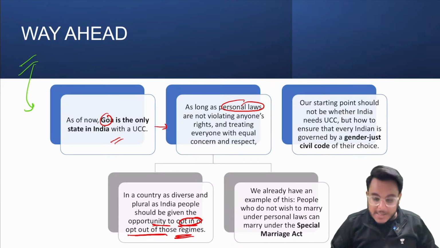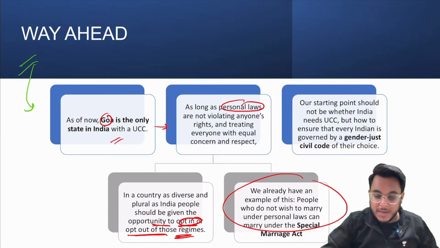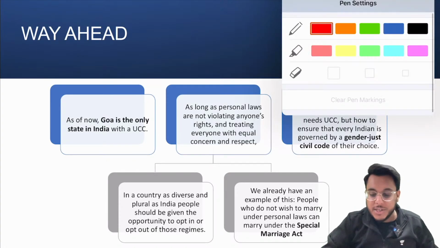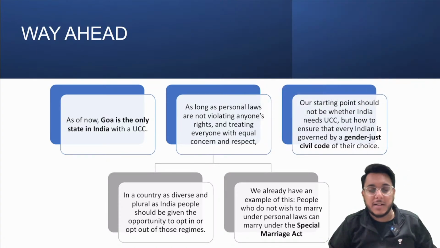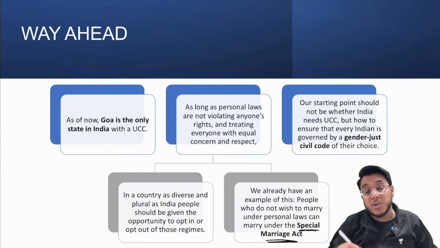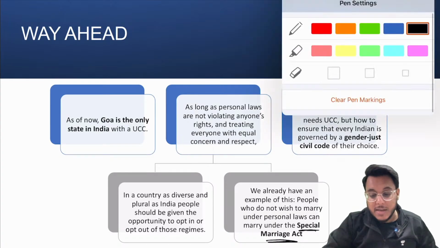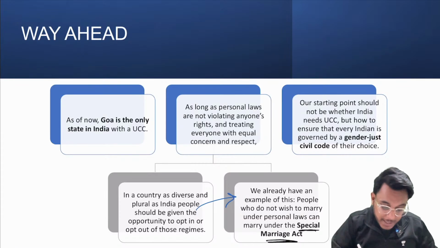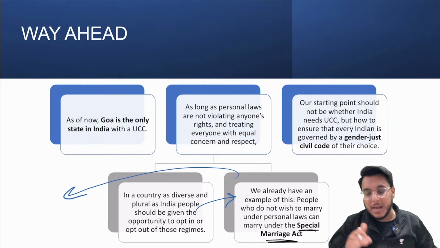Okay, for example, guys, we have today the laws that people can get married under their own religious personal laws. Okay, but at the same time, there is also the Special Marriage Act. If a person doesn't want to get married as per the religious customs, they can marry under the Special Marriage Act. So what can be done? People can opt out of the system.